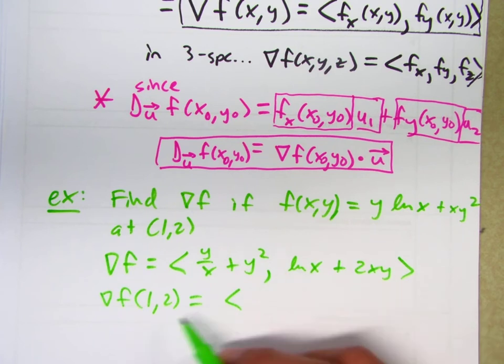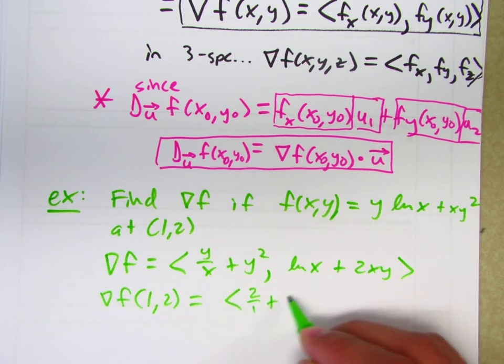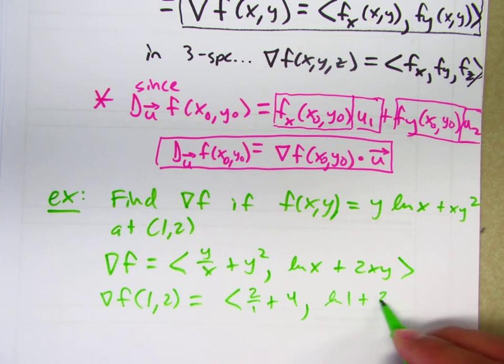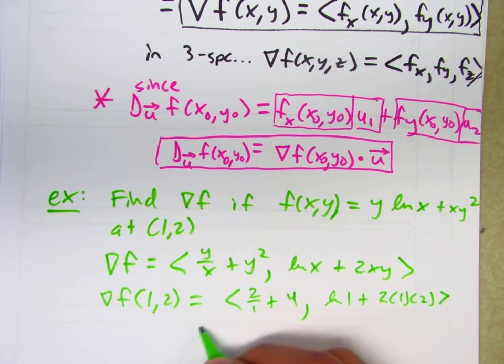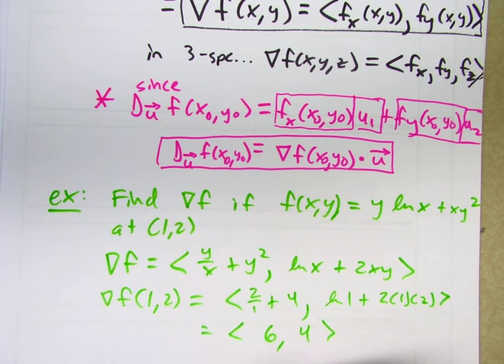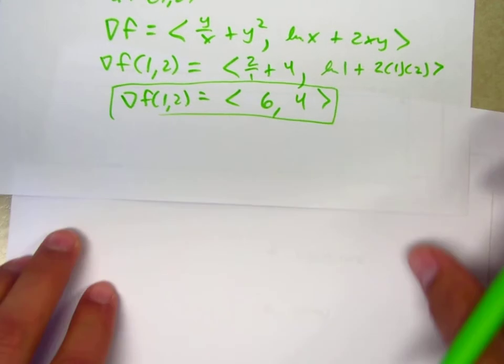Anyway, so if you plug in 1 and 2, you're going to get 2 over 1 plus 2 squared, which is 4, comma, natural log of 1 plus 2 times 1 times 2. 2 plus 4 is 6. Natural log of 1 is 0. So then we just get 4 for the second component. All right, so pretty straightforward. And now let's go ahead and get into some properties of the gradient.